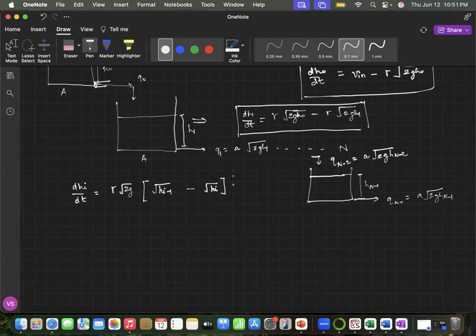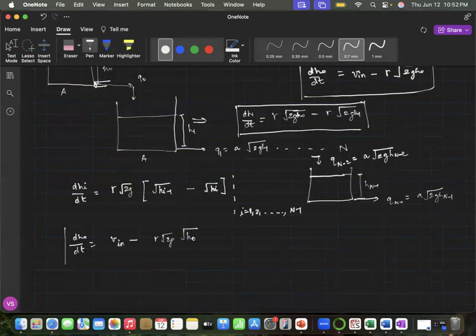And here we have i equals 1, 2, and so on till n minus 1, right? So that is what we have. And for i equals 0, we have v_in minus r root 2g times square root of h naught, right? So this is the set of ordinary differential equations that we have to solve.